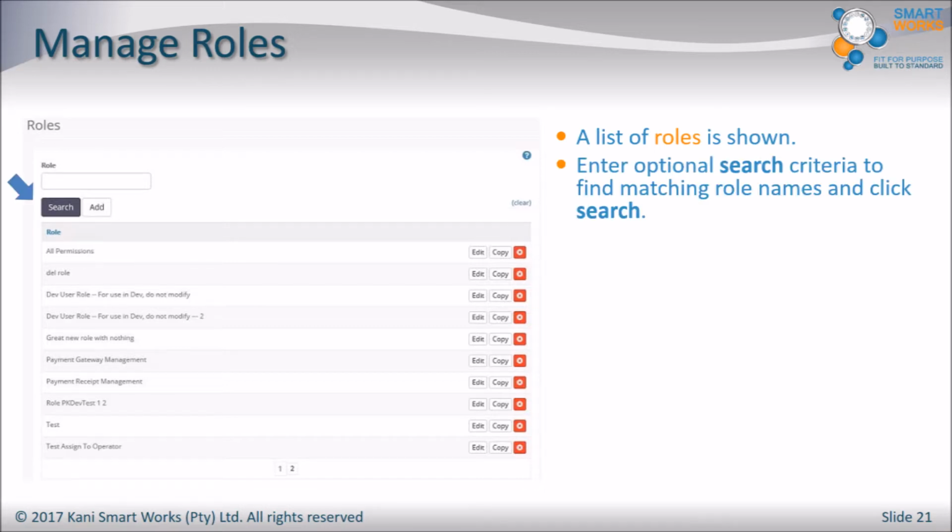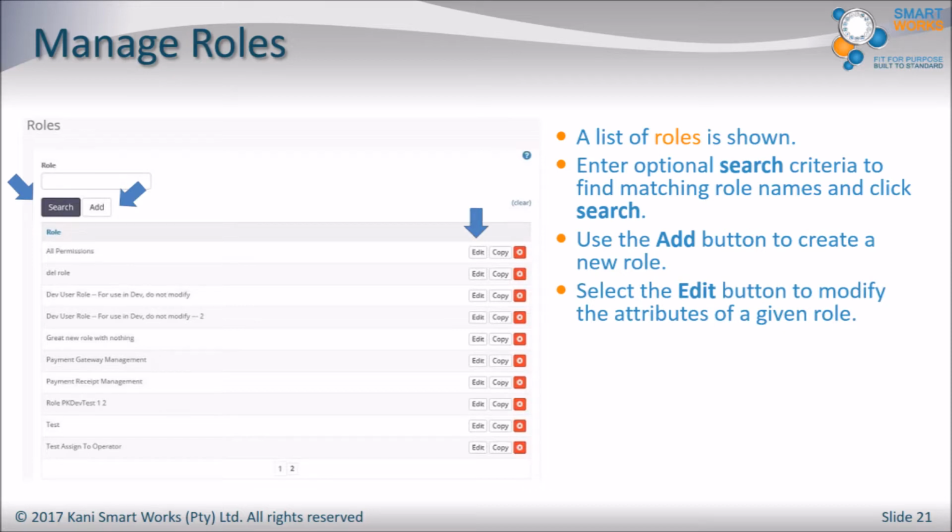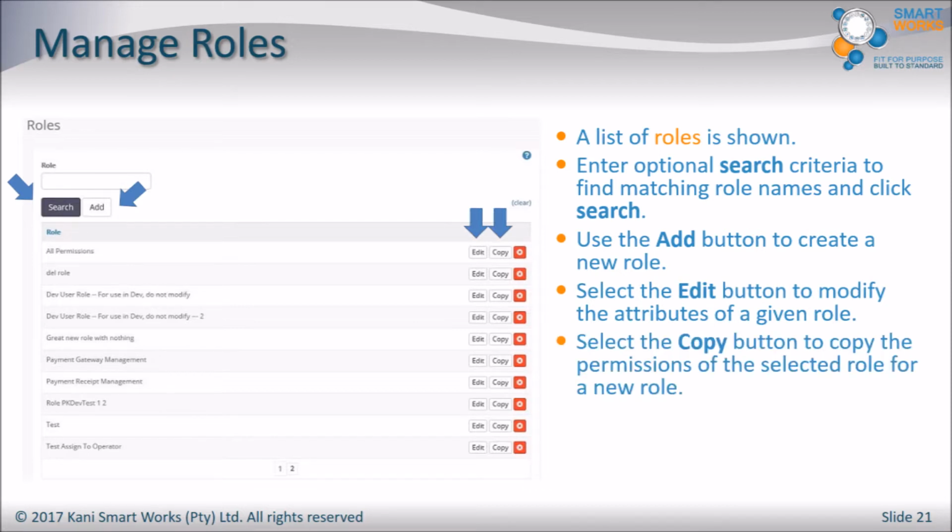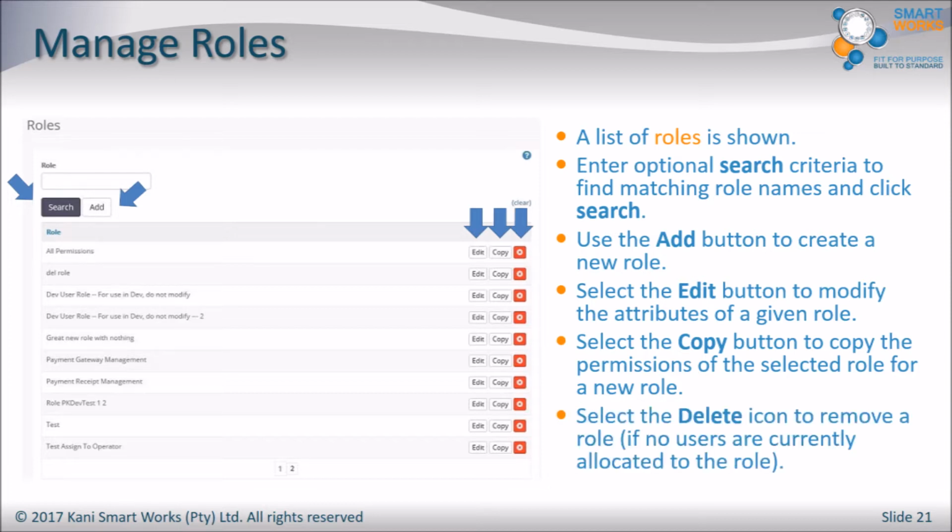Manage roles. A list of roles is shown. Enter optional search criteria to find matching role names and then click Search. Use the Add button to create a new role. Select the Edit button to modify the attributes of a given role. Select the Copy button to copy the permissions of the selected role for a new role. Select the Delete icon to remove a role if no users are currently allocated to that role.